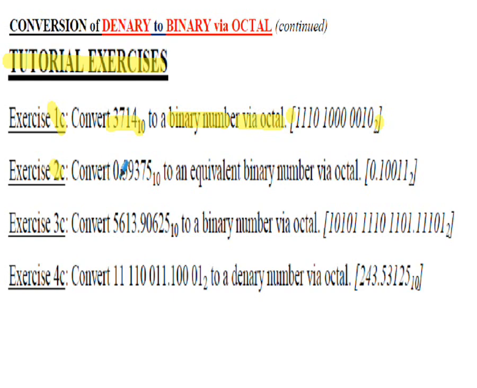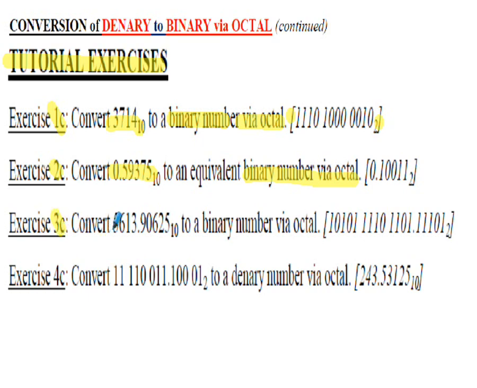Exercise 2c wants you to convert the fractional number 0.59375 in base 10 to the equivalent binary number via octal. In this case you will continually multiply the number by 8, reading the integer values as the octal number, and once you've got the octal number, again using table 1, you'll be able to write down the binary number.